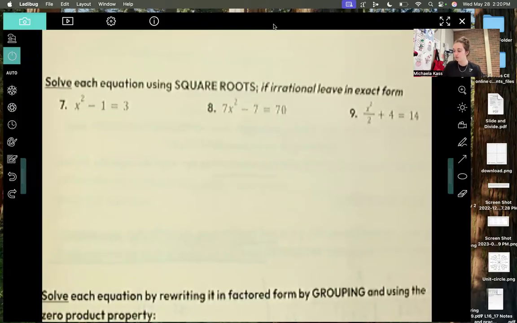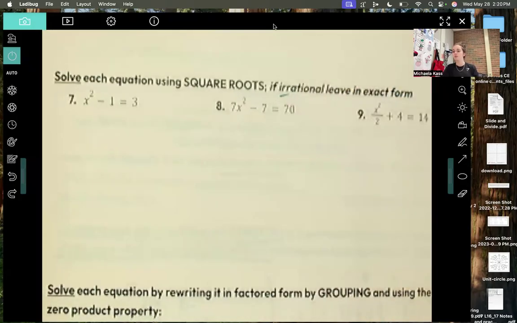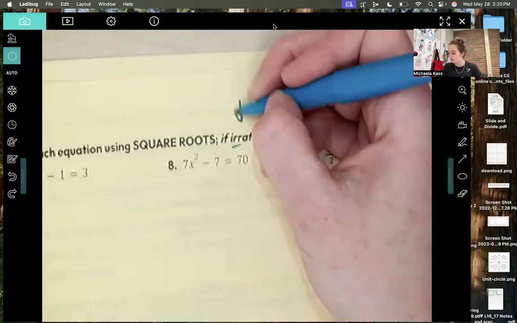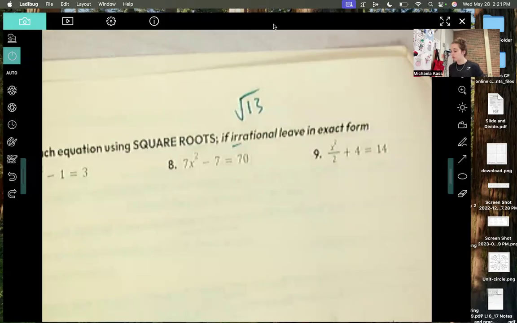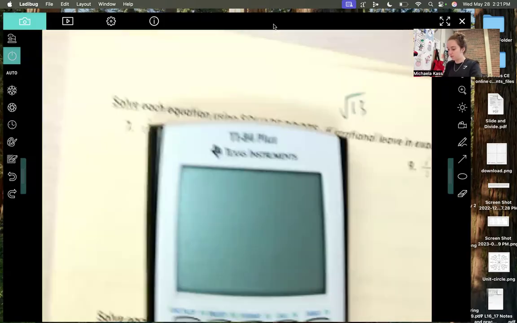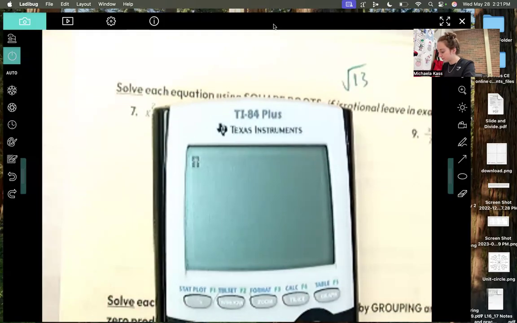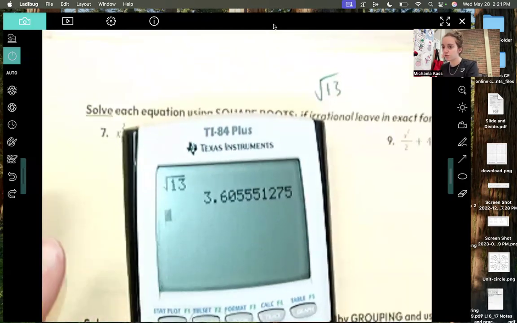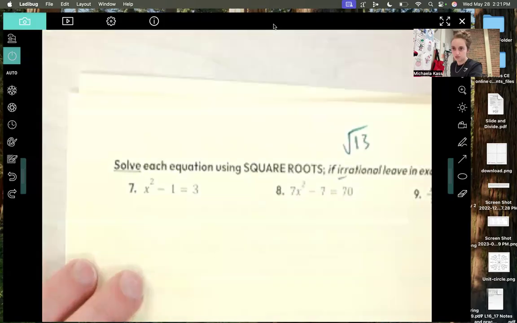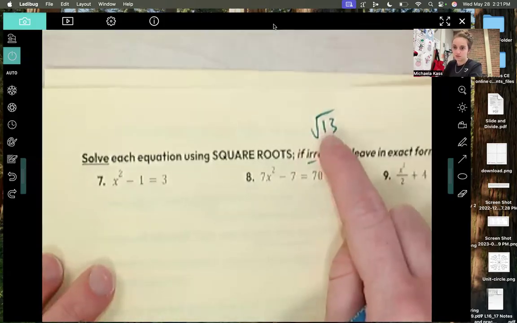So irrational can be a tricky word to understand, but all it means is a run-on decimal, okay? So for example, the square root of 13, okay? If you type that in your calculator, I'll show you. You type it in, okay? So square root 13, you get this. Tons of decimals, right? So it's irrational. We don't want that, okay? So if it's irrational, you leave it the way it is. You leave it just like this, okay?